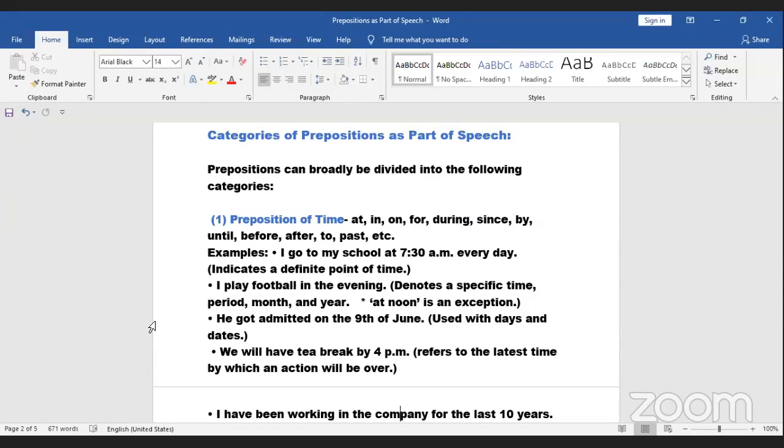By 4 p.m., we'll have a tea break. By 4 p.m. means the latest possible time is 4 p.m. If you have it at 3 o'clock, fine, but before 4, we will have a tea break by 4 p.m. around. So this is the difference between at, in, on, and by. At, in, on, and by. This is the difference. One more thing.